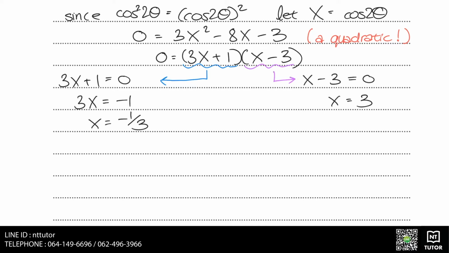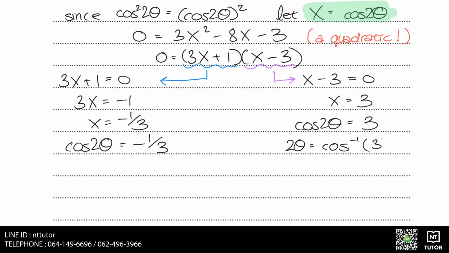After solving it like a quadratic, we have two answers for x, or two answers for cos 2 theta, which is our x, as minus 1 over 3 and 3. However, cos 2 theta equals 3 is impossible, as values for sine and cos are only between minus 1 and 1. This means that we only have one value for cos 2 theta, which equals minus 1 over 3.